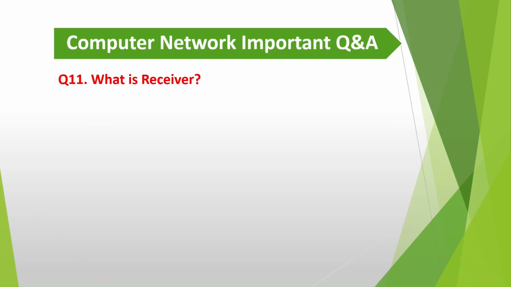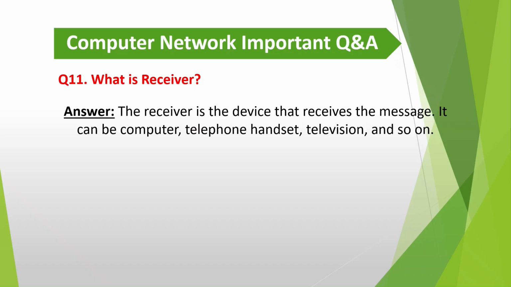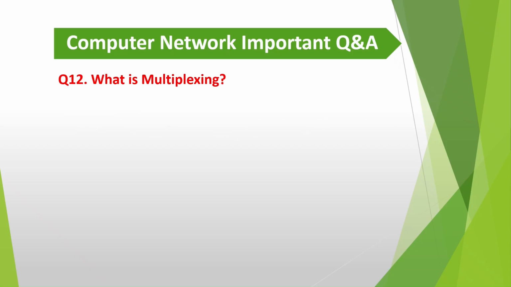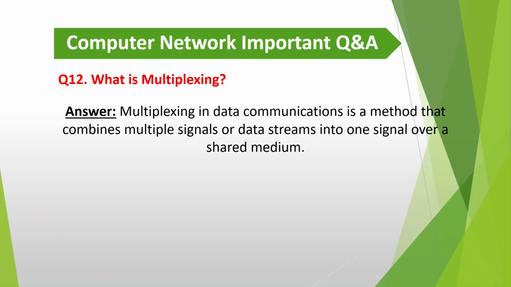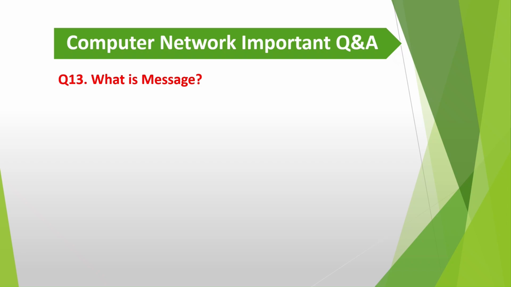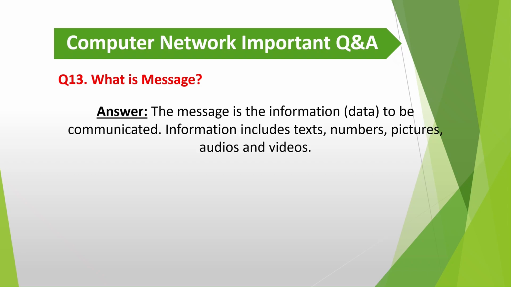Question 11. What is receiver? Answer. The receiver is the device that receives the message. It can be computer, telephone handset, television, and so on. Question 12. What is multiplexing? Answer. Multiplexing in data communications is a method that combines multiple signals or data streams into one signal over a shared medium. Question 13. What is message? Answer. The message is the information, data, to be communicated. Information includes texts, numbers, pictures, audios, and videos.